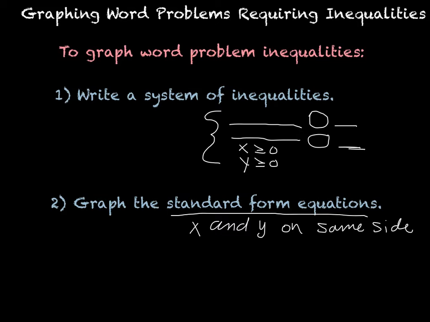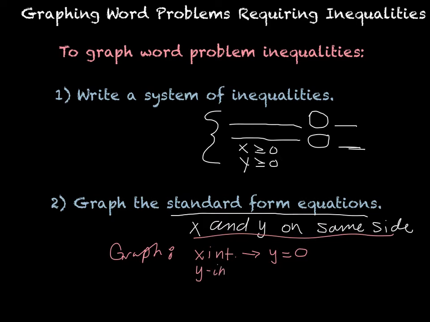So if we want to graph it, when x and y are on the same side, then for the x-intercept, you set y equal to 0, and for the y-intercept, you're going to set x equal to 0.